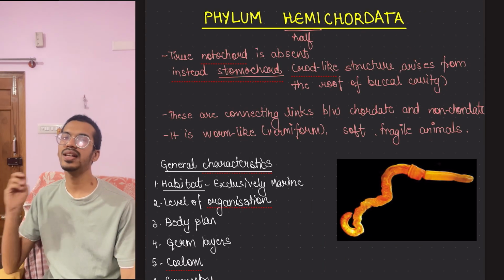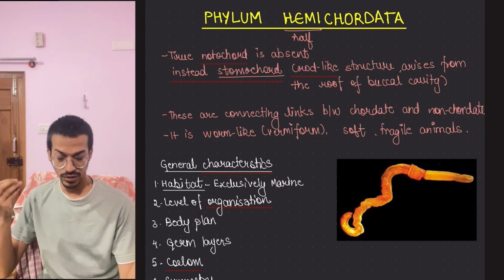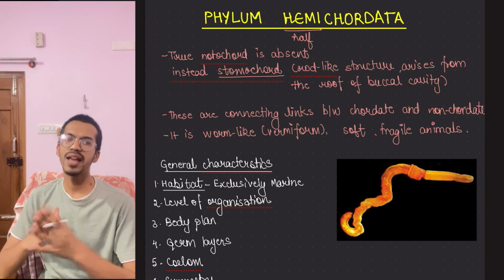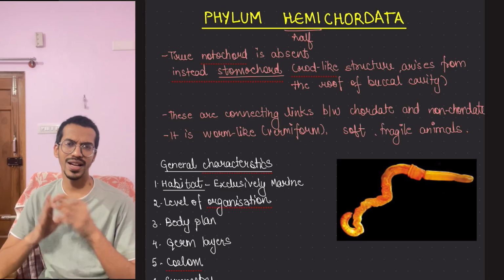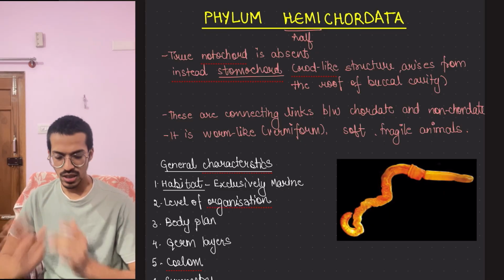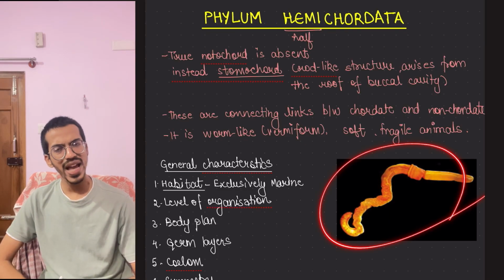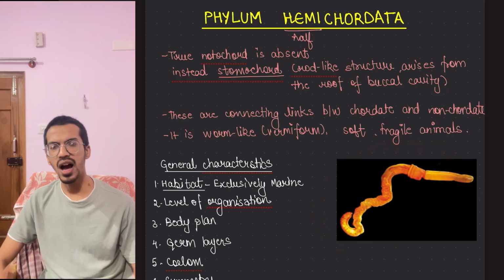With this, the phylum Echinodermata is over, and the last non-chordate phylum, that is phylum Hemichordata, comes. They are worm-like. Hemi means half, so they were half chordates.